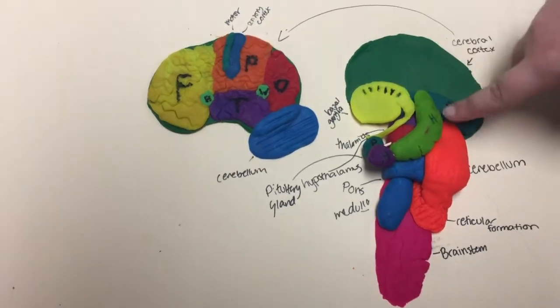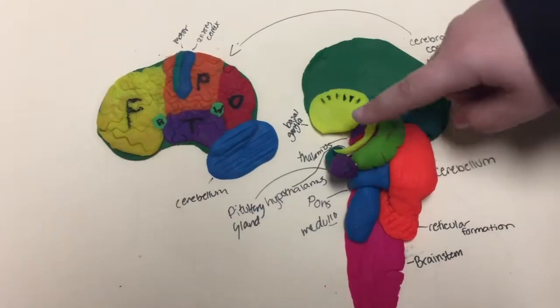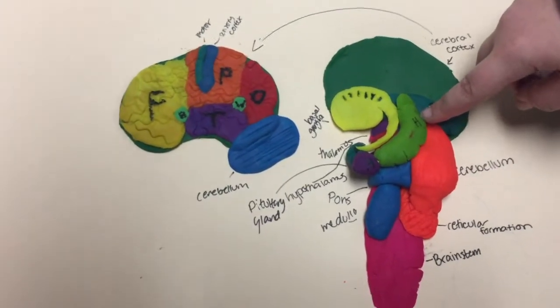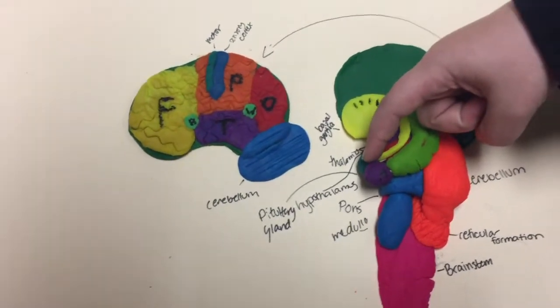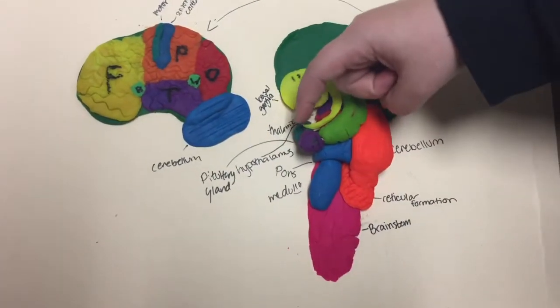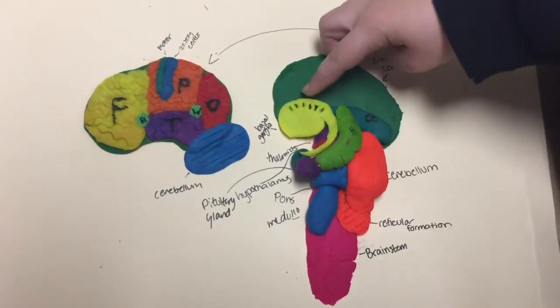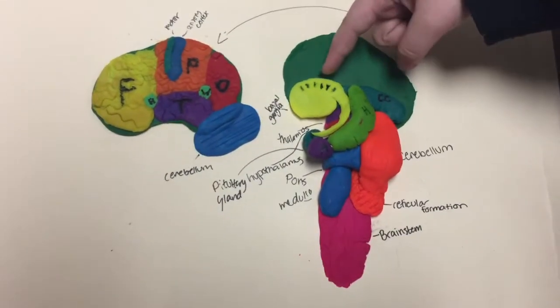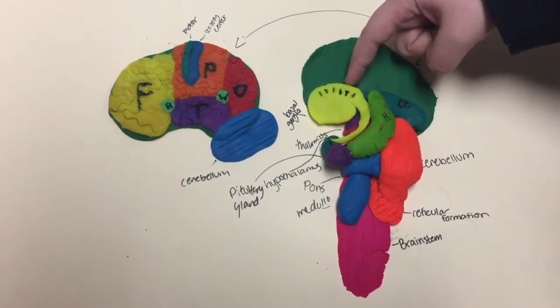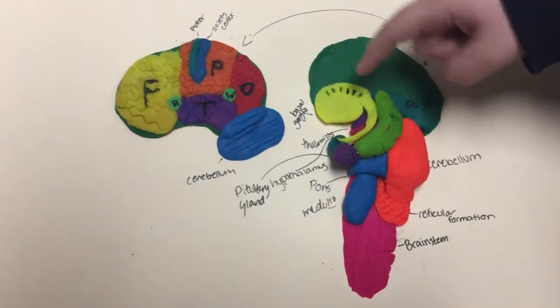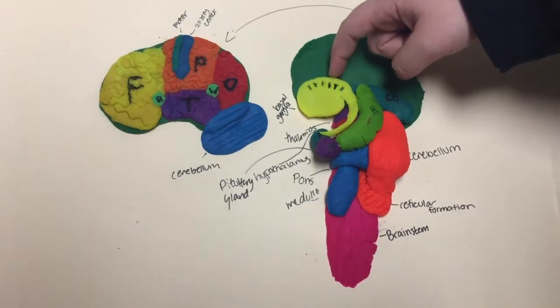Moving back here, we have the hippocampus, which controls learning and long-term memory. And then connected to that in purple is the amygdala, which influences aggression and fear. And then, moving up here, the yellow is the basal ganglia. What that does is it works with the cerebellum and the cerebral cortex to control voluntary movement.